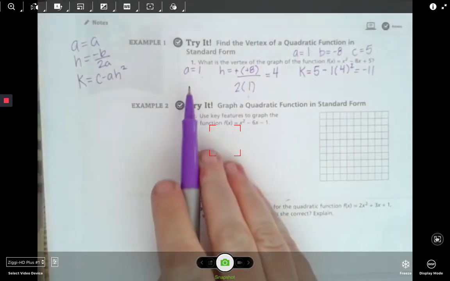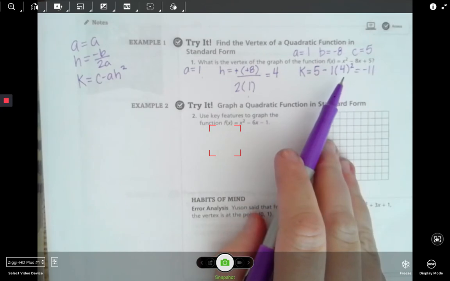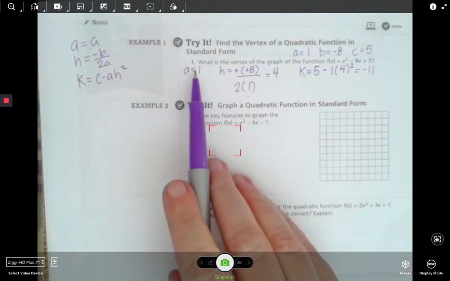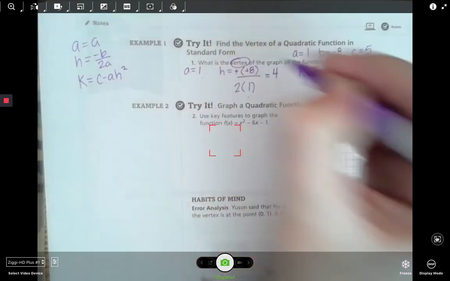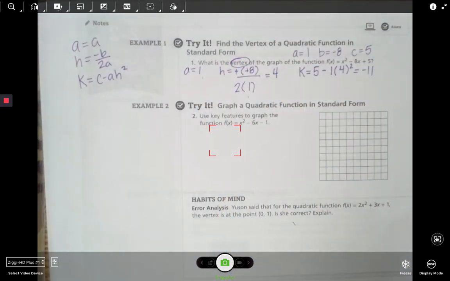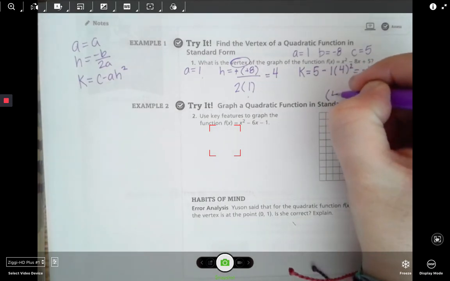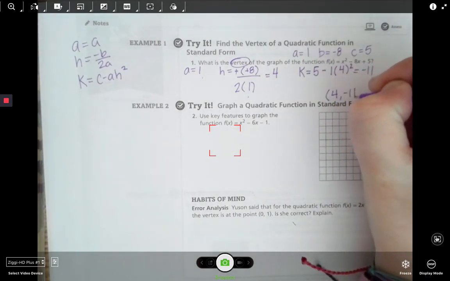So now I've got a, I've got h, and I've got k. So I can write it in vertex form if I needed, but they're just strictly asking me for the vertex only. So your vertex is what, 2 points? h, k. So my vertex is 4, negative 11.